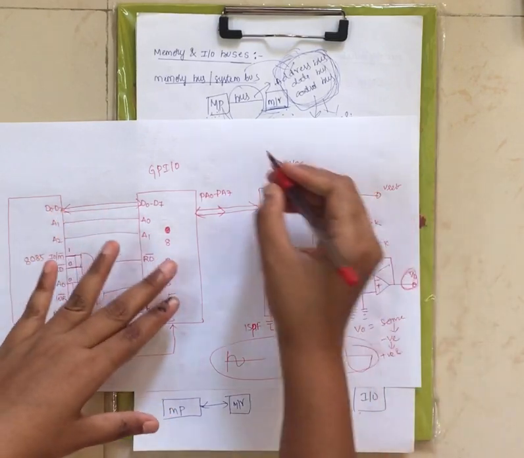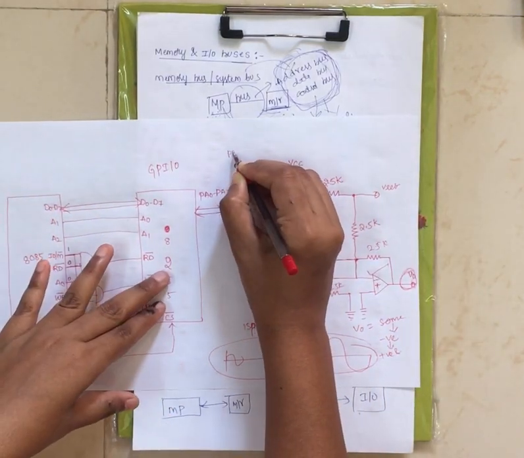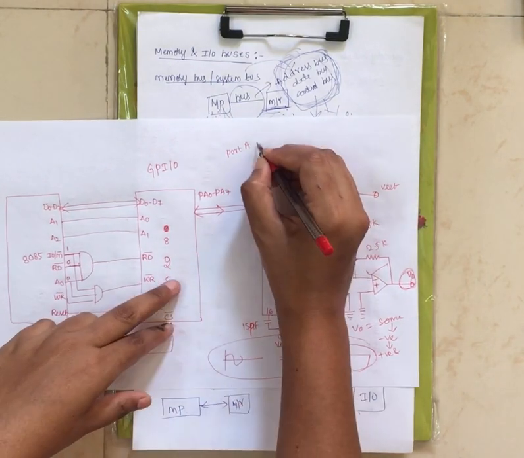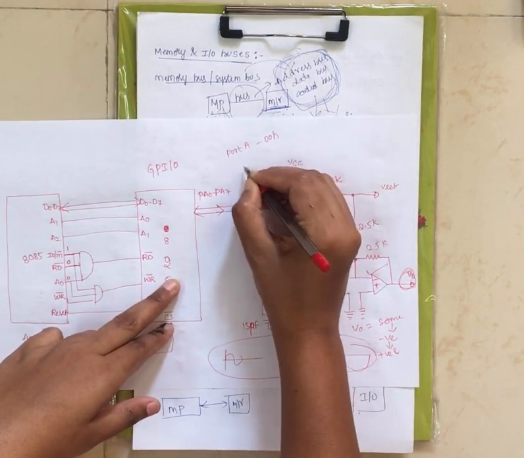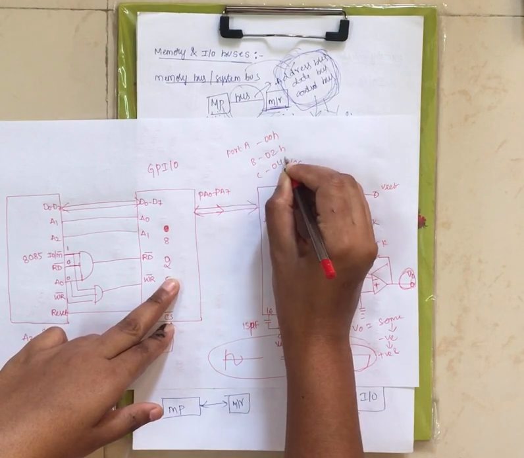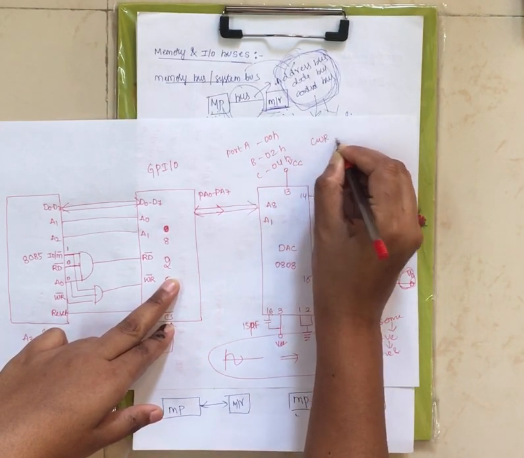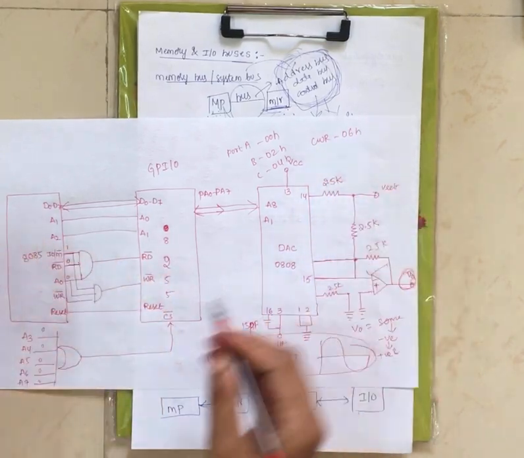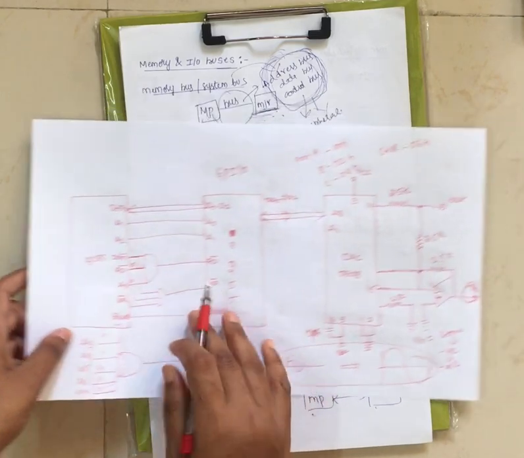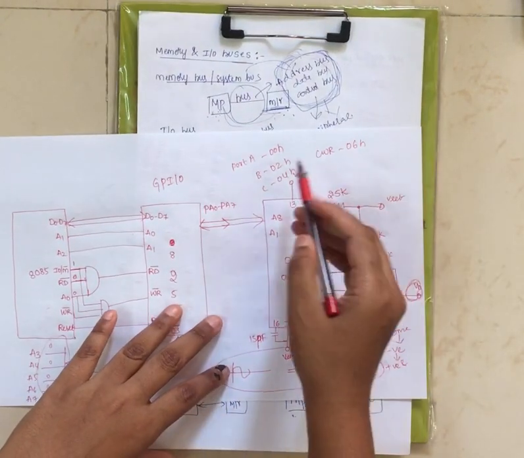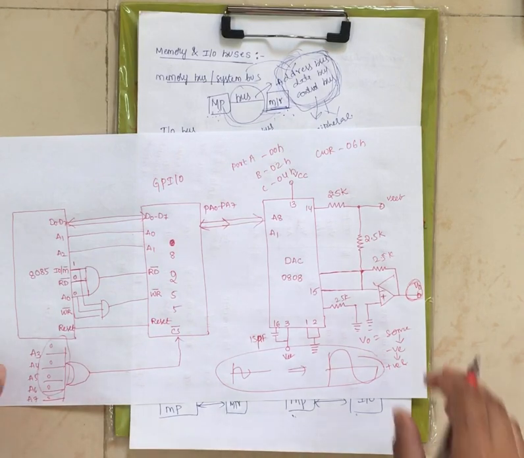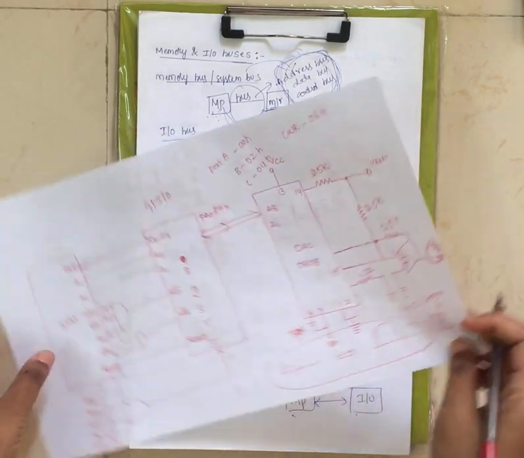Now what is the address of port A? I have considered all values as 0, right? Port A will be 00H, port B will be 02H, port C will be 04H, and the control word register will be 06H, right? Since I have considered all values as 0, port A address you will get as 00H, 02H, 04H and 06H.